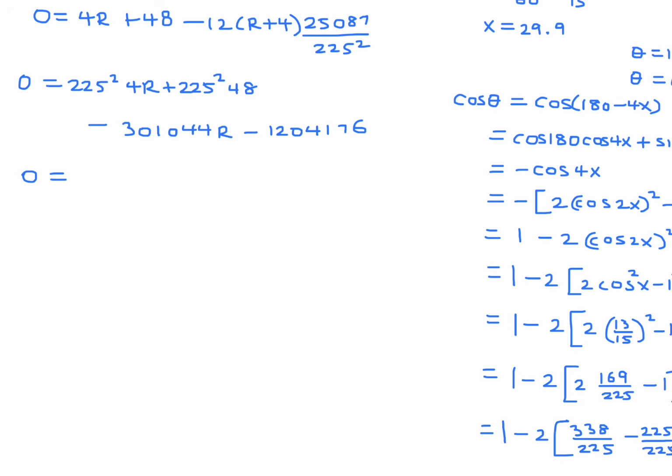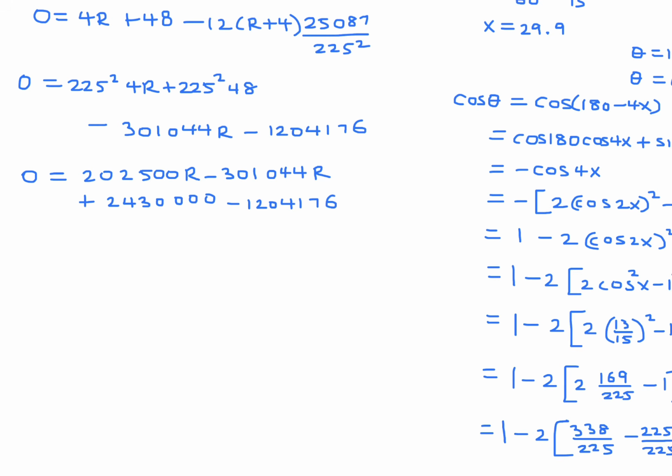That 225 squared times 4, that is gonna become 202,500r, and then let's just put all the like terms in one spot. That's r, and then this guy here, that is going to be plus 2430000, and then minus 1204,176. Okay, we are moving to the final step here.